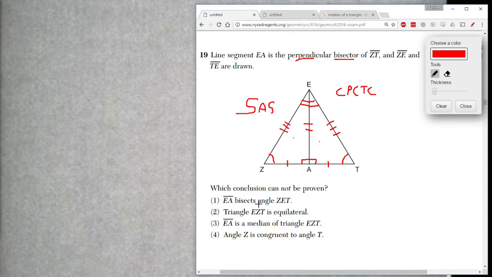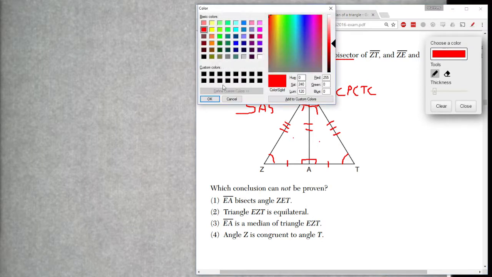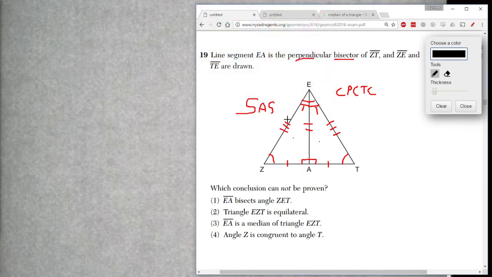That EA bisects angle ZET. Well, from the picture that we just drew, I see that this angle is equal to that angle, which means that ZET, the whole thing that was up before, the whole thing got cut into two equal parts, so that means EA did bisect ZET. That's not my answer.